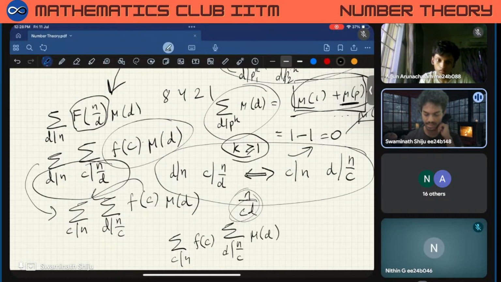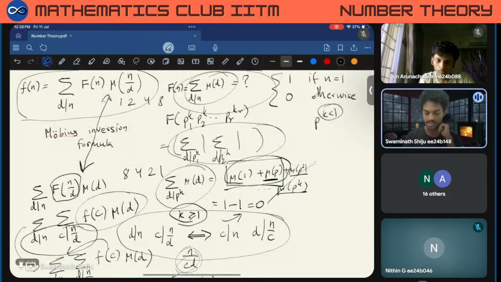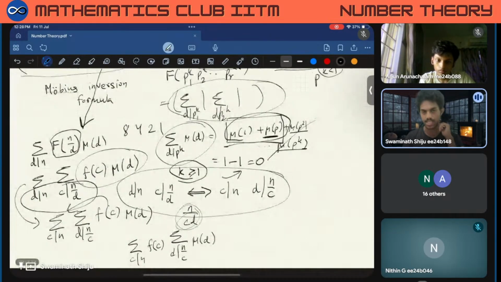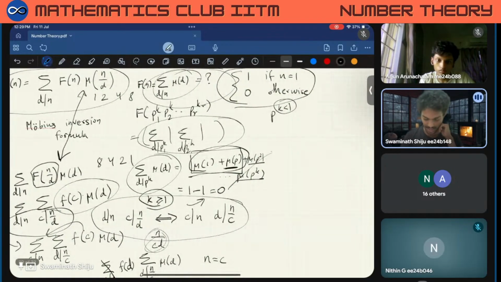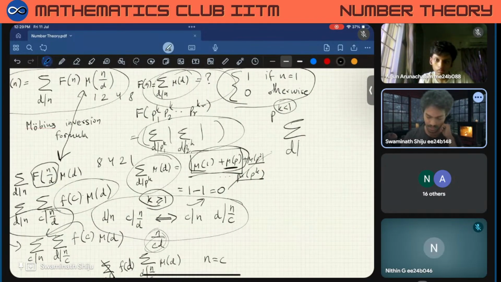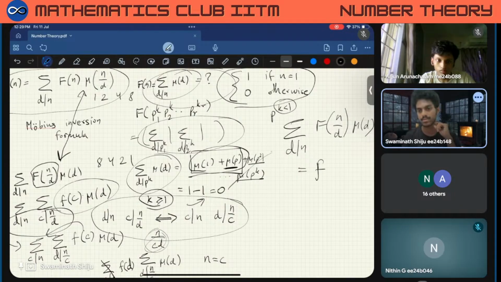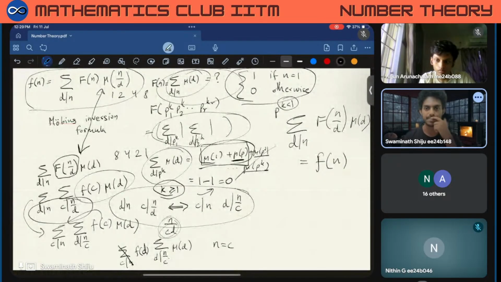This is basically the summation we found earlier. This is 0 if n by c is not 1. So our only non-zero term is n equal to c. So that means this summation is just f of c. It's a bit dirty work, but eventually what we get is f of n. Okay, you guys agree with this argument, right? Great.